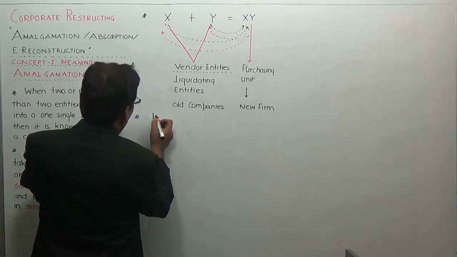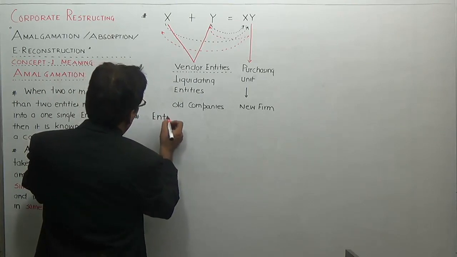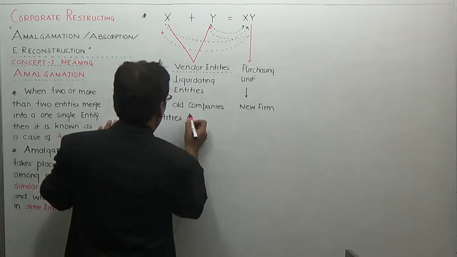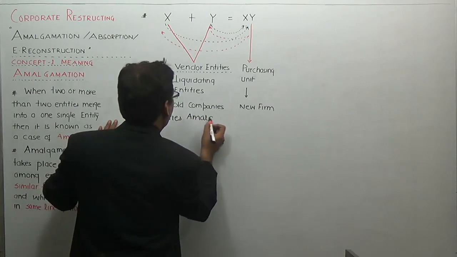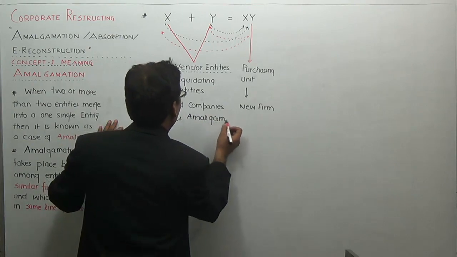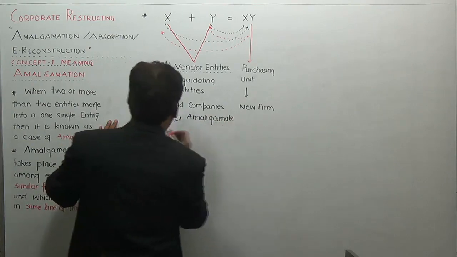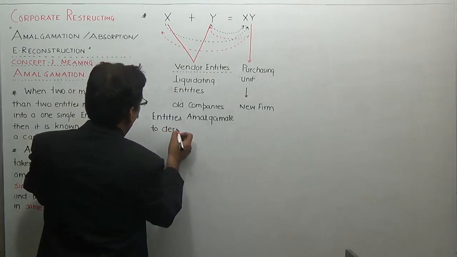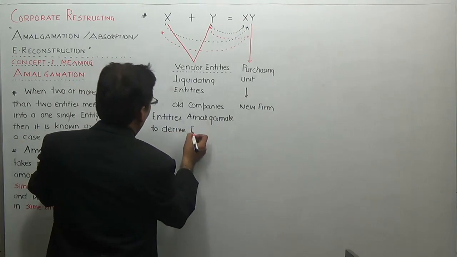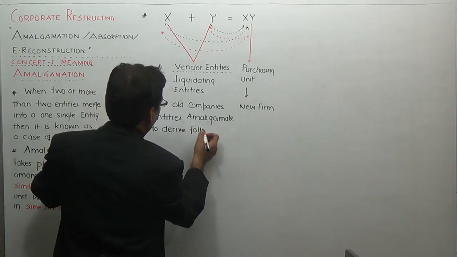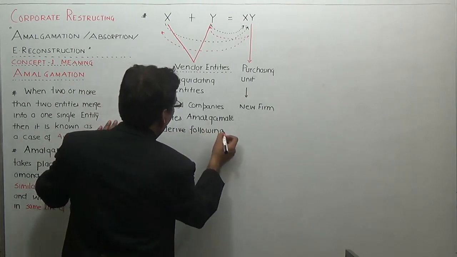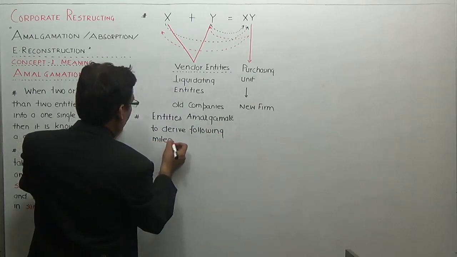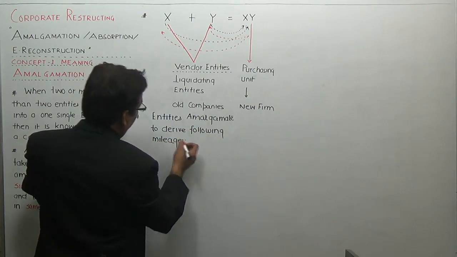Entities amalgamate to derive the following mileages. Following mileages means advantages. What are the mileages?